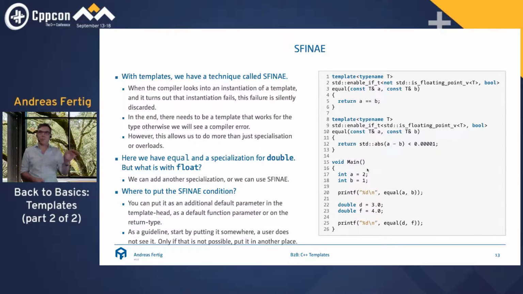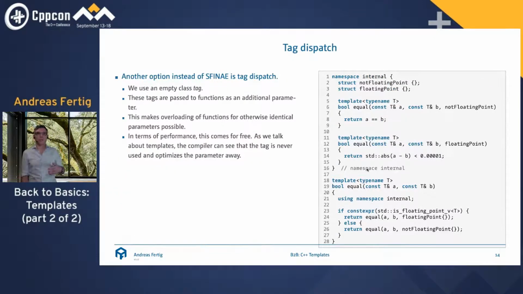And yes, this is why this whole thing works, because a function without the return type is not a function. So this is where the compiler decides, okay, I have to throw this thing away and try another version. And this is either the version where it's a float or where it's no float. So aside from SFINAE, we can use something else. We can use a technique called tag dispatch.